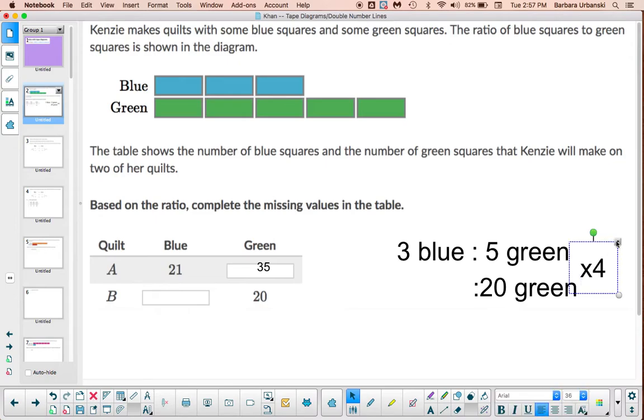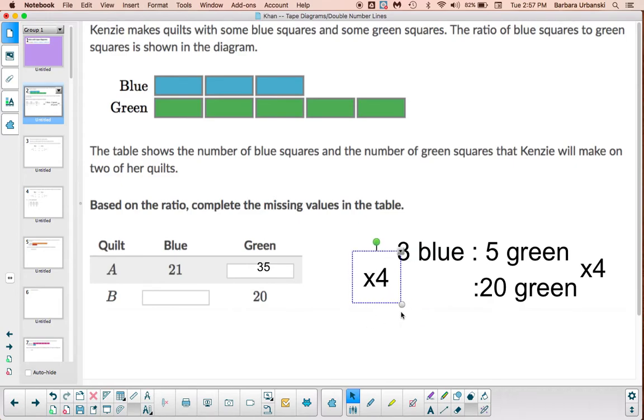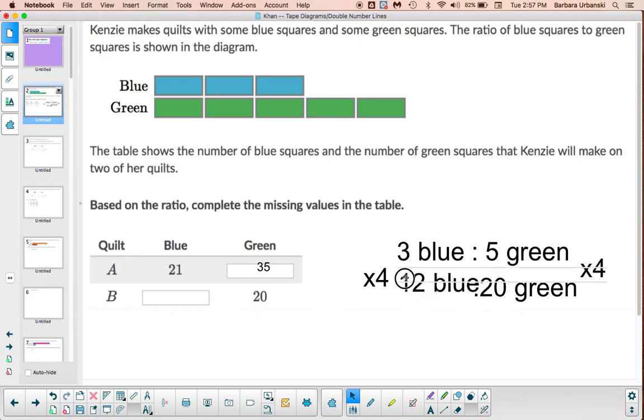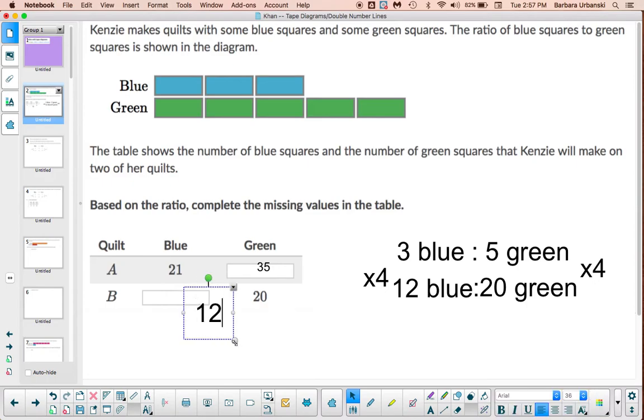So if that's true, what would I have to do with the 3? I would have to multiply it by 4. 3 times 4 would give me 12. It would be 12 blue. So you'd put your 12 in over here. And that would be your answer. That's all you have to do on something like this. Just look at the original, and plop your answer in, and you're all good to go.